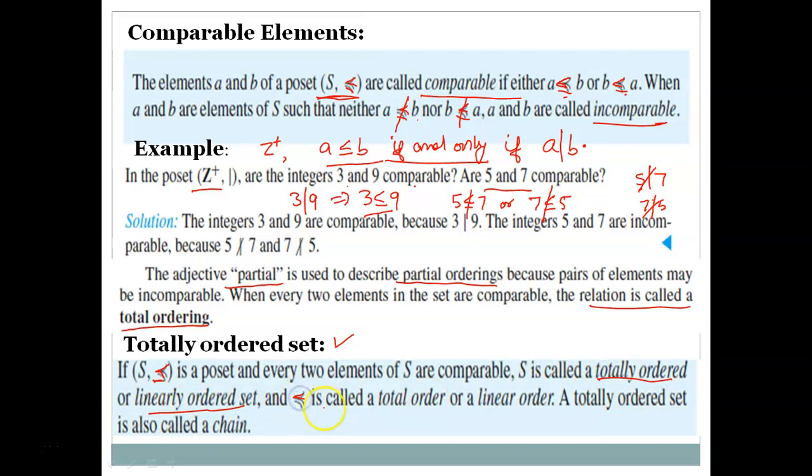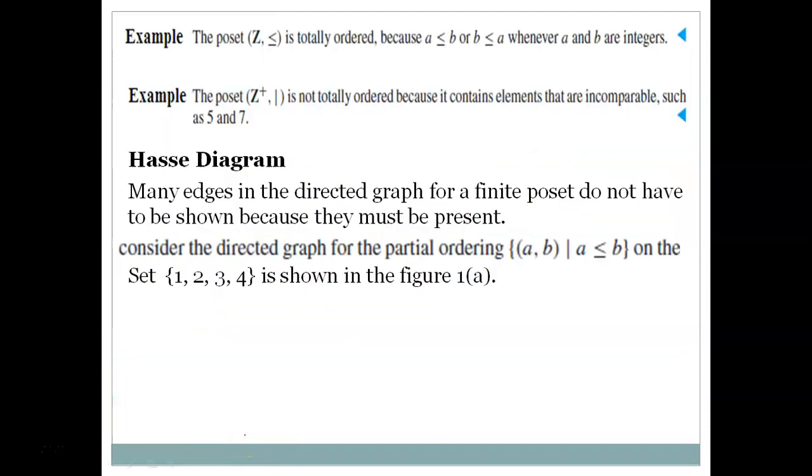And this relation less than or equal to is called a total order or the linear order. A totally ordered set is also called a chain. Keep in your mind the term chain. A totally ordered set or a chain, these are the same things.